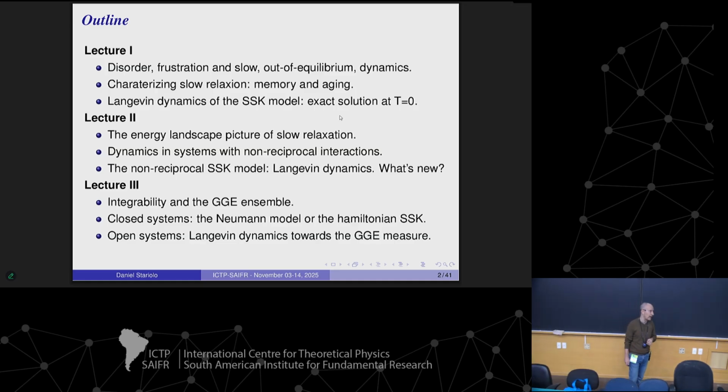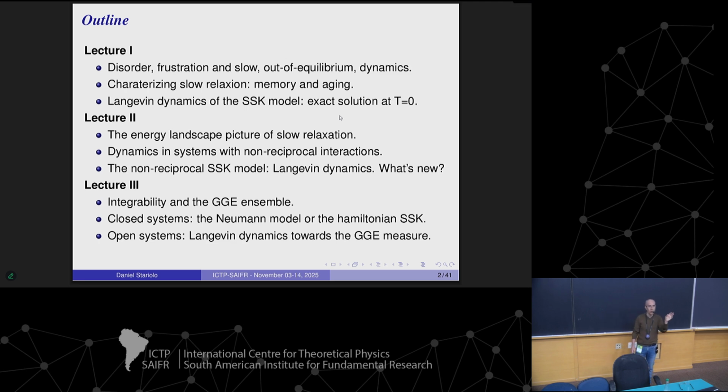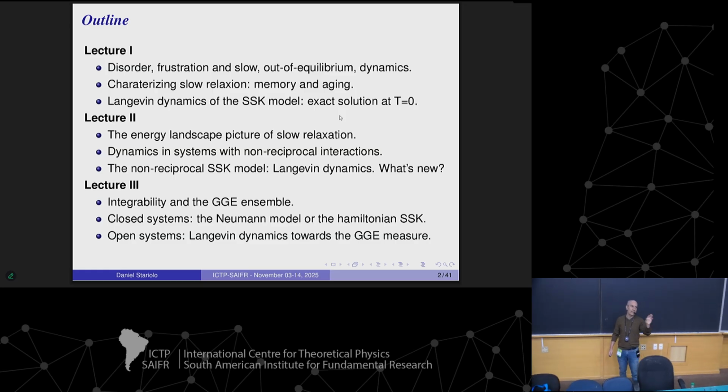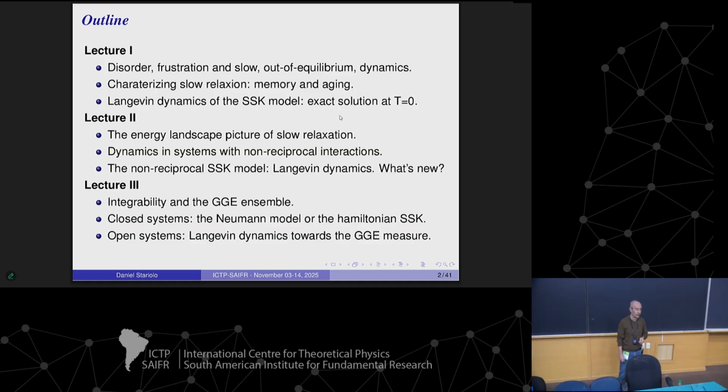Non-reciprocal interactions is another area that has much in common between classical systems and quantum systems. In quantum contexts, it's called non-Hermitian quantum mechanics. And there are many examples in which the interactions do not obey basically Newton's third law. So when interactions are not reciprocal, new, different physics emerges. I will, as I said, focus on classical systems with non-reciprocal interactions, and will try to tell you something about the physics of the SSK model with non-reciprocal interactions.